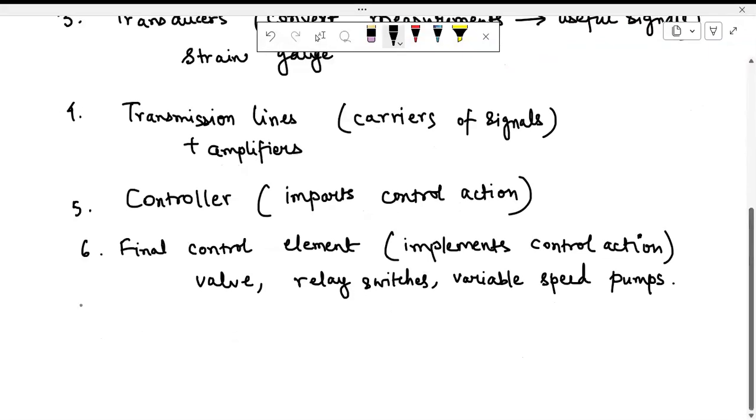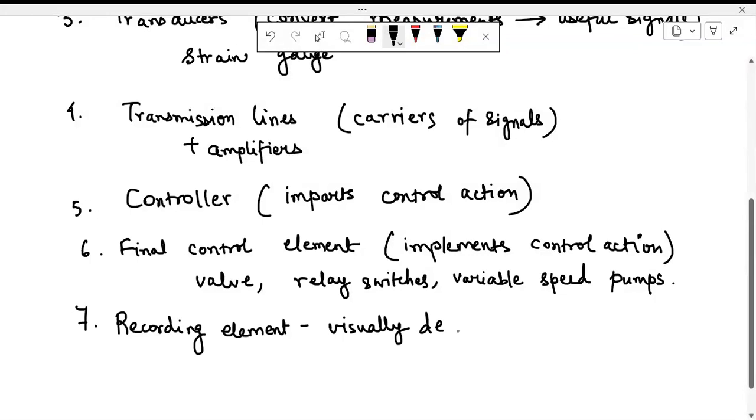After this, the next one which comes in line, which is basically the last one, is the recording element. So what does the recording element do? It visually demonstrates the process behavior. What do I mean by this? So say you have the process somewhere else in the plant, and you are sitting in the control room.